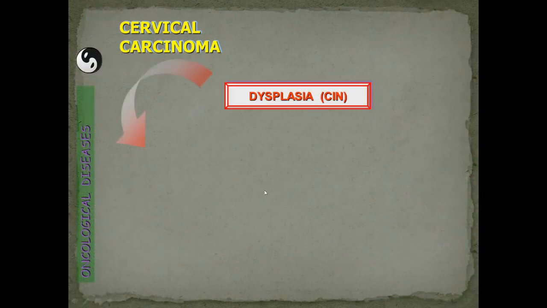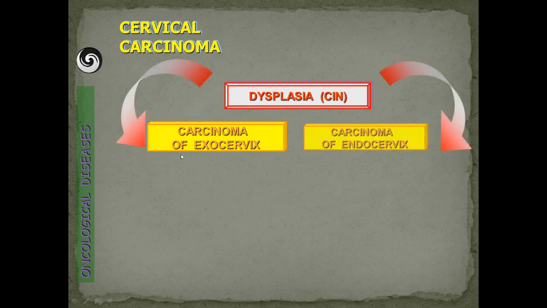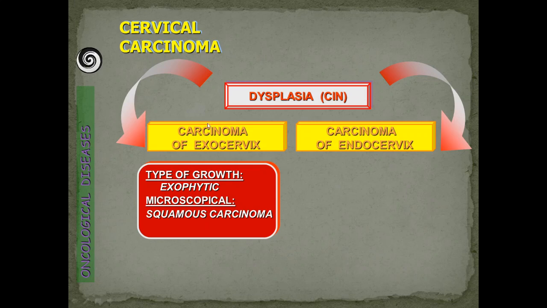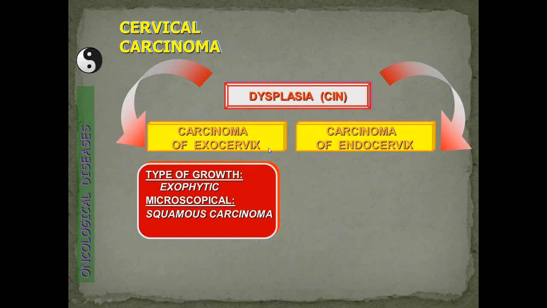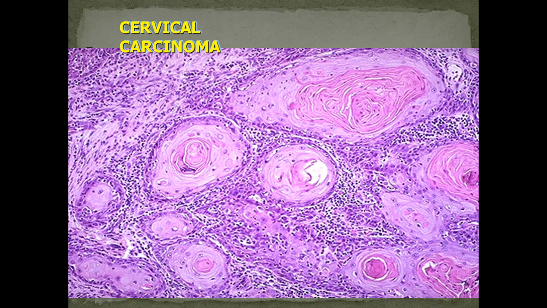Move on. So dysplasia could lead to carcinoma of the exocervix and of the endocervix. Carcinoma of the exocervix has an exophytic type of growth, so it grows outside from the organ, or it directs into the cavity. And microscopically, we are talking about squamous cell carcinoma. So you see exophytic growth outside from the organ. And microscopically, we have our classical squamous cell carcinoma with keratinization with these pinkish roundish structures. They are pearl formations.